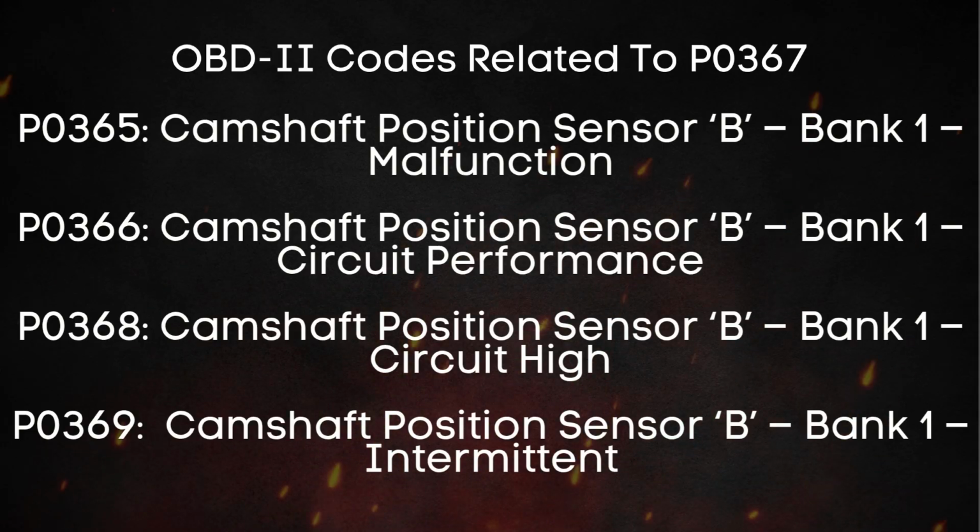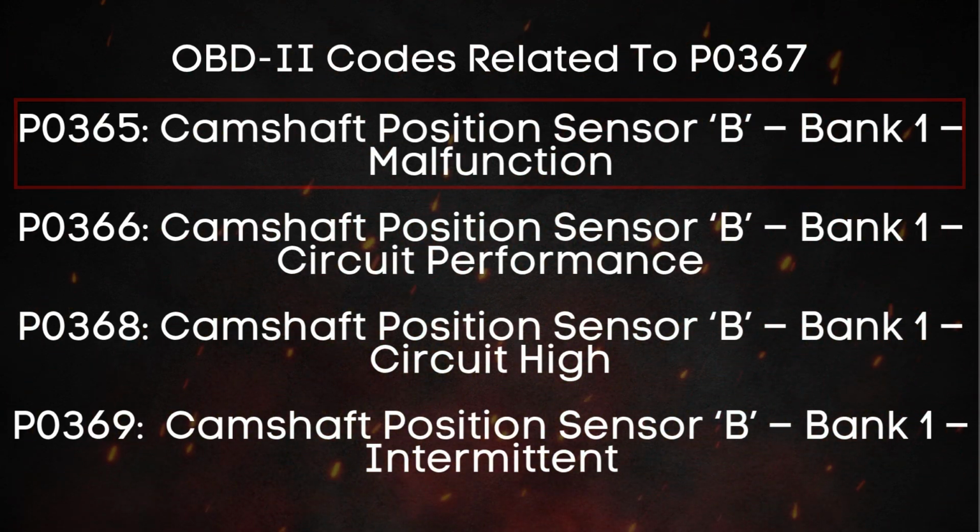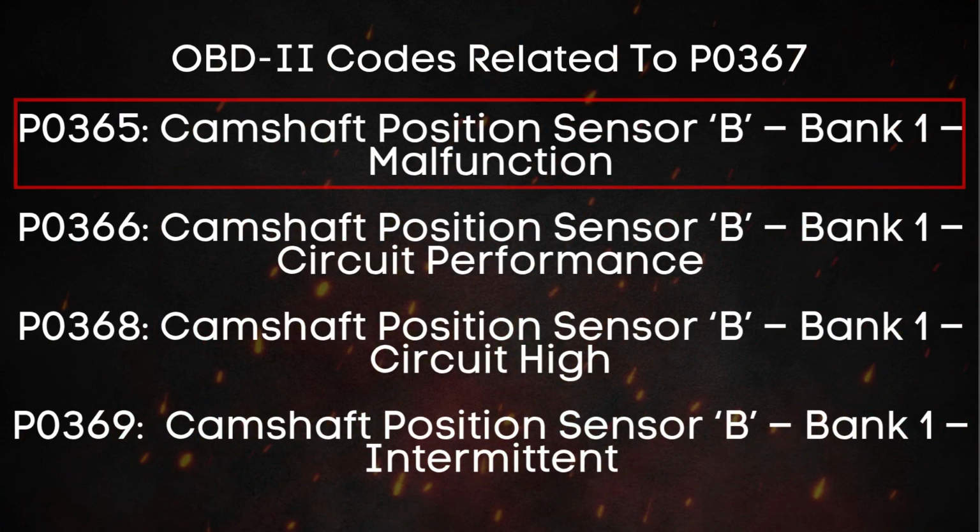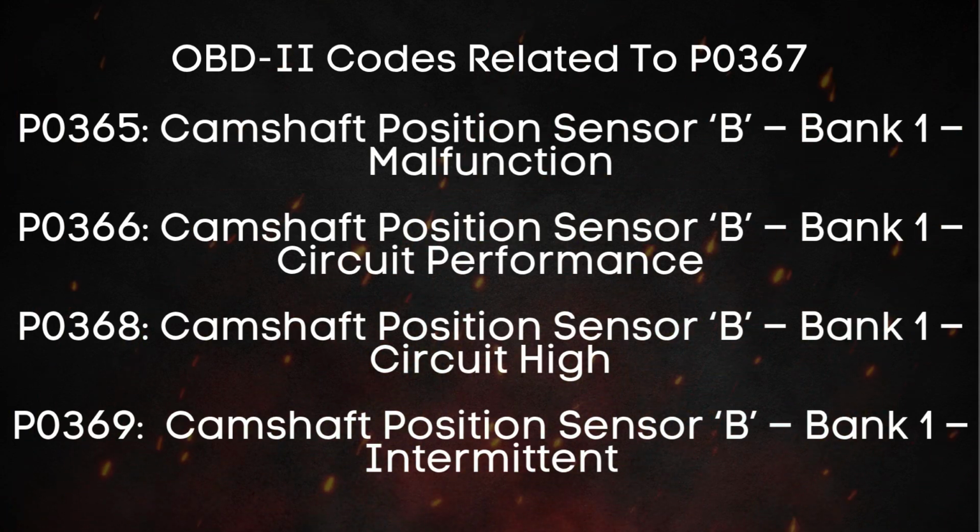Just like the P0367 code, you might also come across a few other trouble codes related to the camshaft position sensor. For example, one of the most common ones is P0365. That code stands for Exhaust Camshaft Position Sensor for Bank 1 has malfunctioned. In simple terms, this means there's a problem in the circuit that monitors the camshaft position. It could be caused by a broken wire, a poor electrical connector, or even a faulty camshaft position sensor itself.